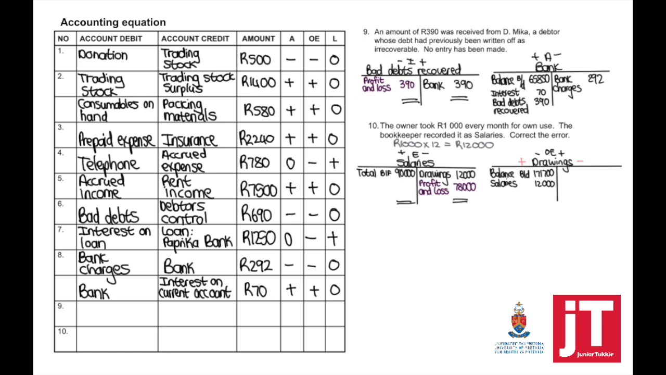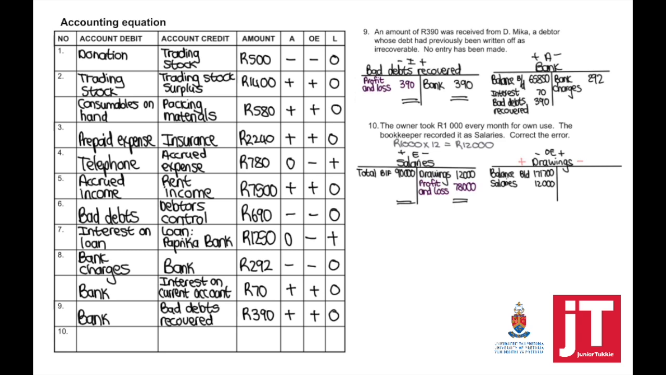Adjustment number 9, an amount of 390 was received, and this debtor's account was previously written off. So we've recovered money. If the business receives money, bank is always debited, account credited: bad debts recovered, assets plus, owner's equity plus. Because my income increases, it will have a positive effect.